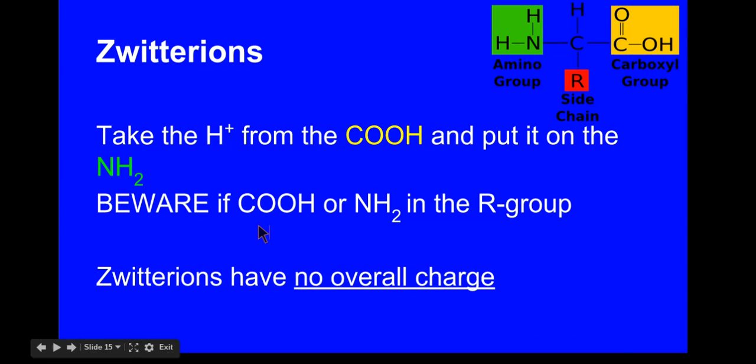Zwitterions, you take the H+ from the COOH, so this one here, and you put it over there. So that will become COO-, that will become NH3+. Be careful if there's one of these groups in the R group, that stays for the zwitterion, because zwitterions have no overall charge.